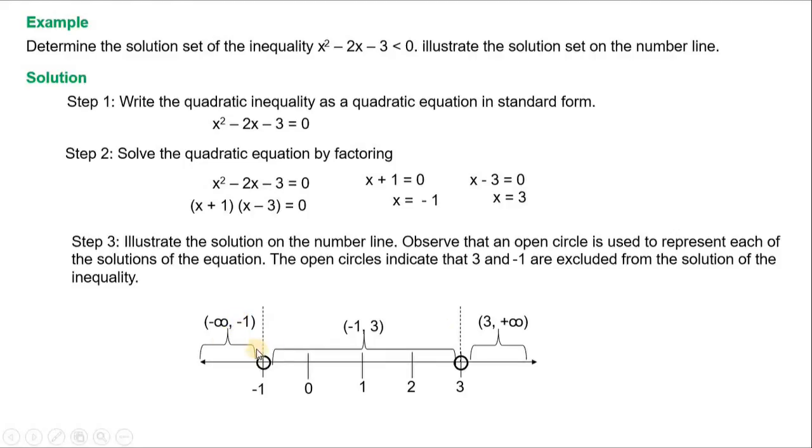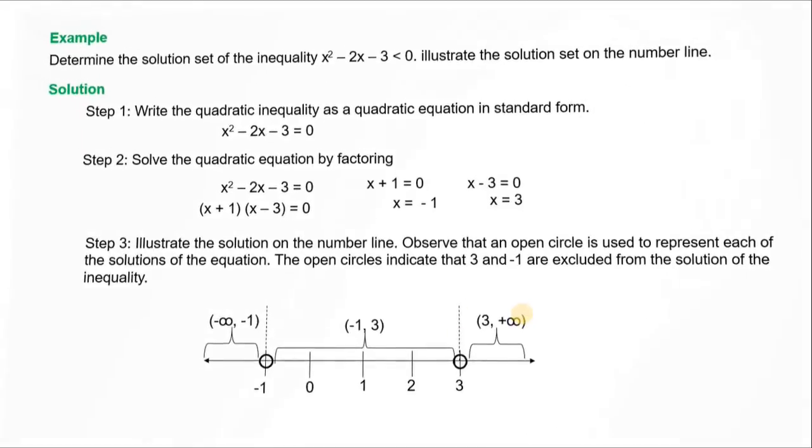So these are the 3 regions. This negative 1 up to negative infinity. We have positive 3 up to positive infinity. And the middle one is the region where we can test if our solution is inside that region. Okay? So, try.